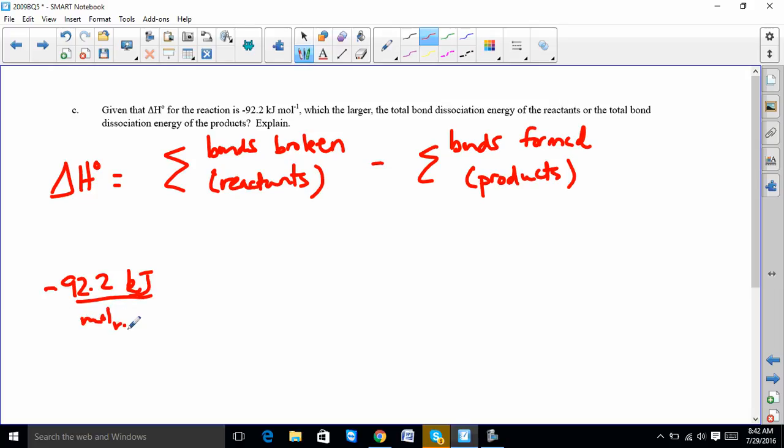Now, they don't have the mole RxN in because this is 2009, and they just started this new notation in 2013. No, 13, but the first test was in 14. But here's the deal. If the answer is negative, this has to be bigger. It's the only way it can happen. Bond energy is always positive. So what has to be bigger?